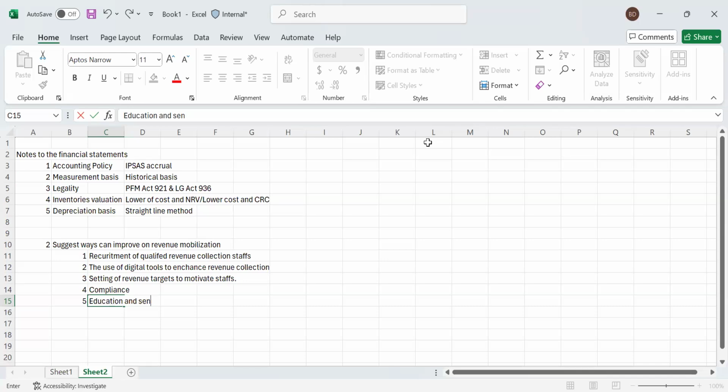S-E-N-S-I-T-I-Z-A-T-I-O-N. Okay. Education and sensitization. Okay, great. So we are done with 10 marks. This one was for 10 marks out of the 30 marks.